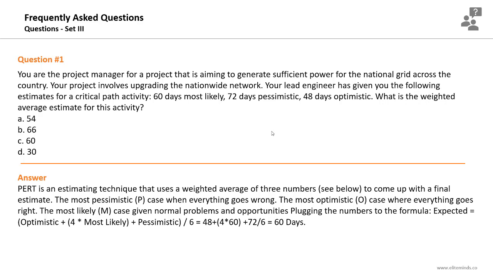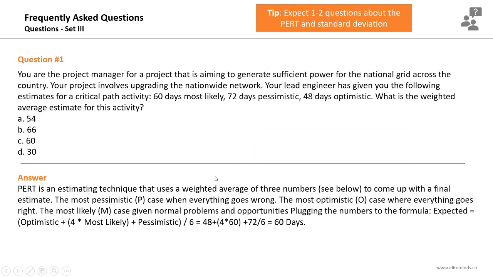So the expected activity duration will be 60 days. If the question was about the range of the estimate, you need to find the standard deviation, P minus O divided by 6. Expect 1 to 2 questions in the exam about the standard deviation and the PERT estimation technique.